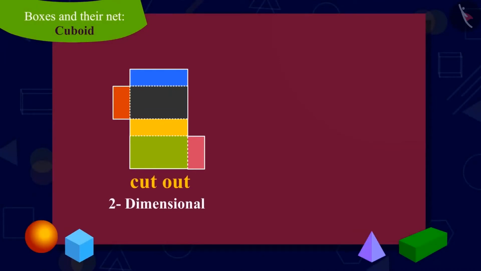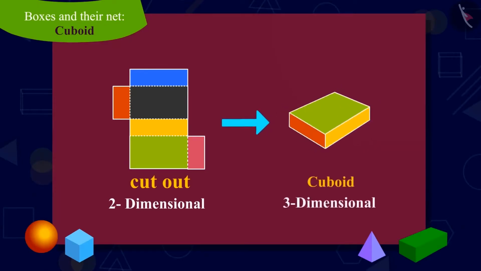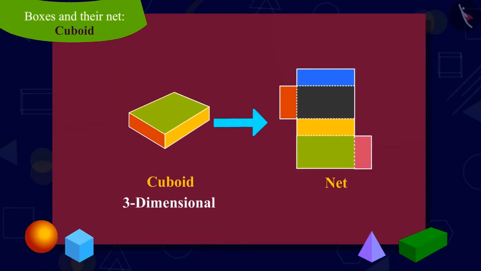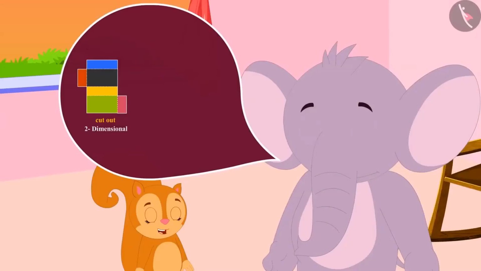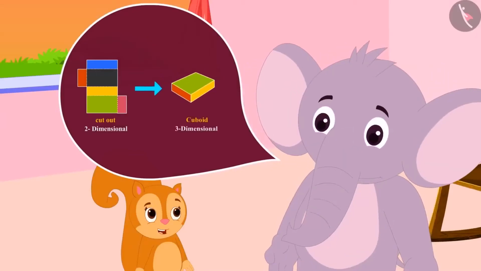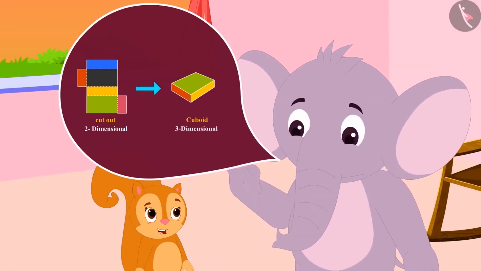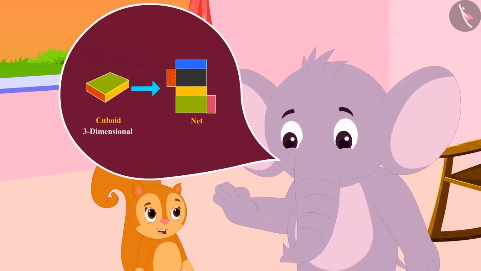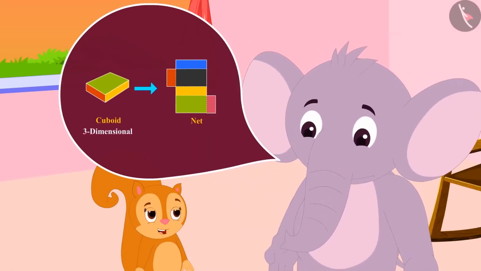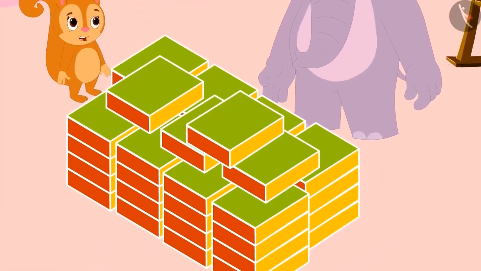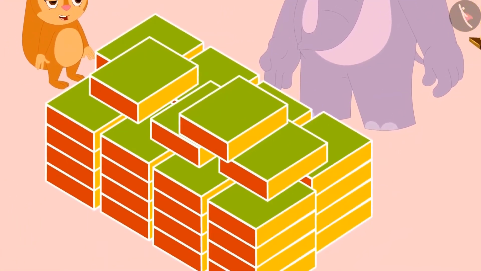Do you know that two-dimensional shapes like the cutouts of this cardboard, which when folded we make three-dimensional shapes like the cuboid? This is called the net of the shape. Appu also explained to Chanda about the cuboid and its net. Chanda and Appu packed all the laddus.